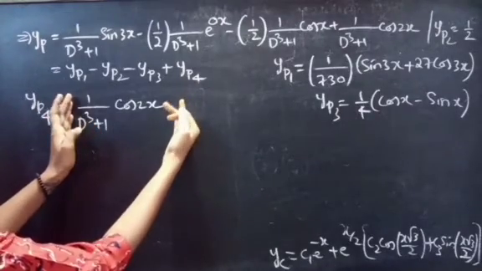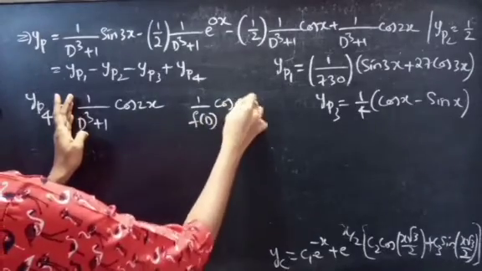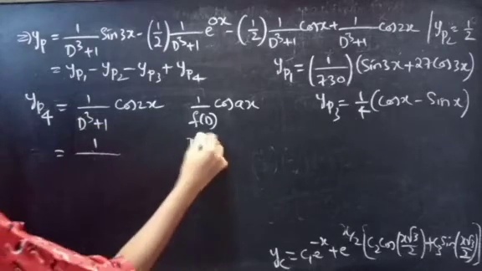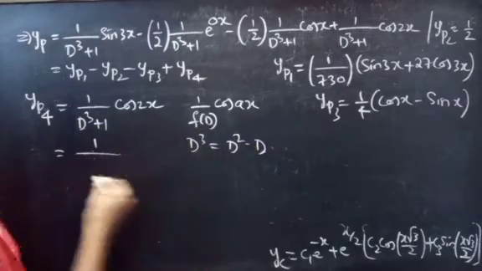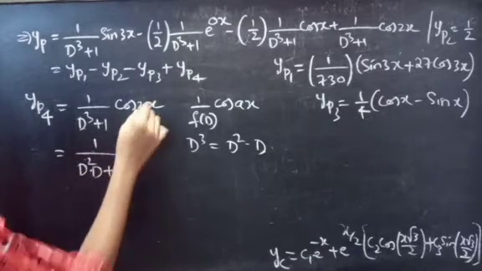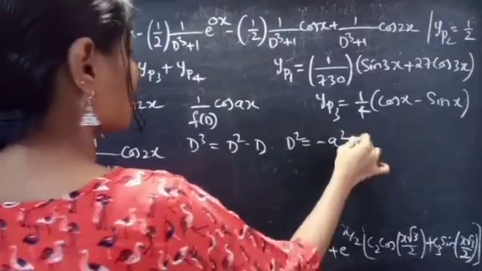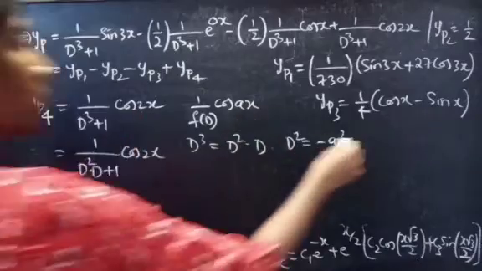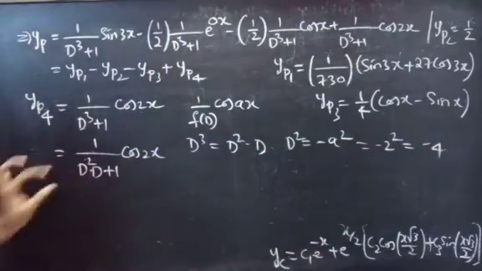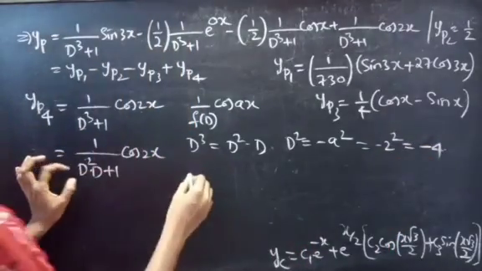yp4 is 1 by f of d into cos 2x, which is of 1 by f of d into cos ax form for a equals 2. Right? We can write d cube as d square into d. Then the denominator becomes d square into d plus 1 into this cos 2x. Now let's find d square, which is given by minus a square. Then for a equals 2, you'll get minus 2 square equals minus 4. Now let's see what happens if we replace d square by minus 4 in the denominator. The denominator must be non-zero by replacing d square.